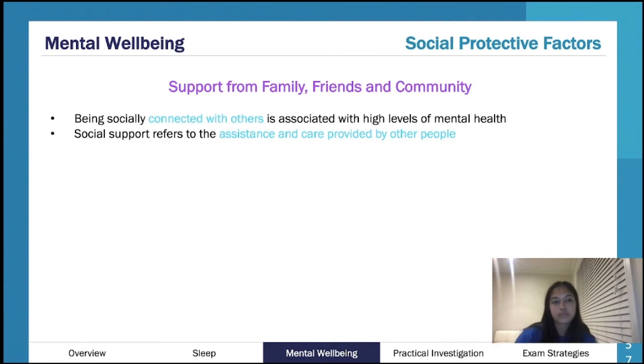Okay, and then lastly, your social protective factors. So your support from your family, friends, and community. So this can obviously be different types of support. It can be emotional support, financial support, informational support, whatever it is.